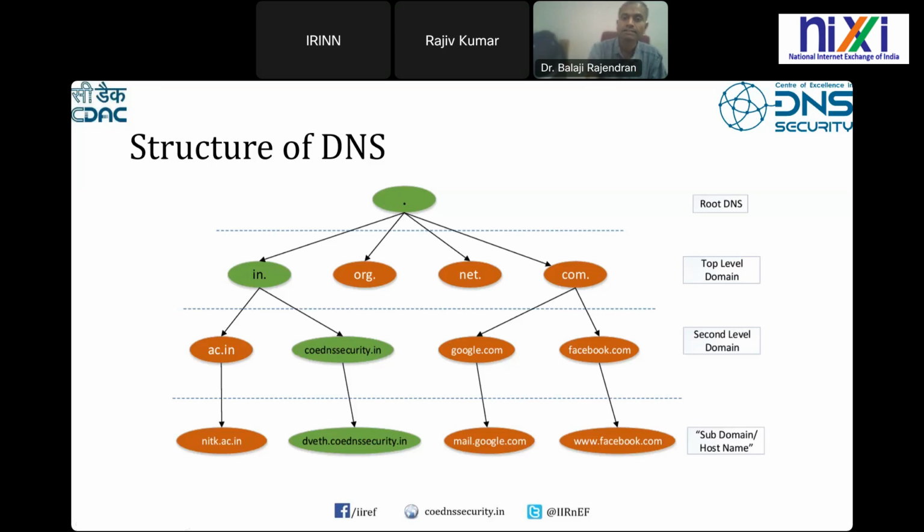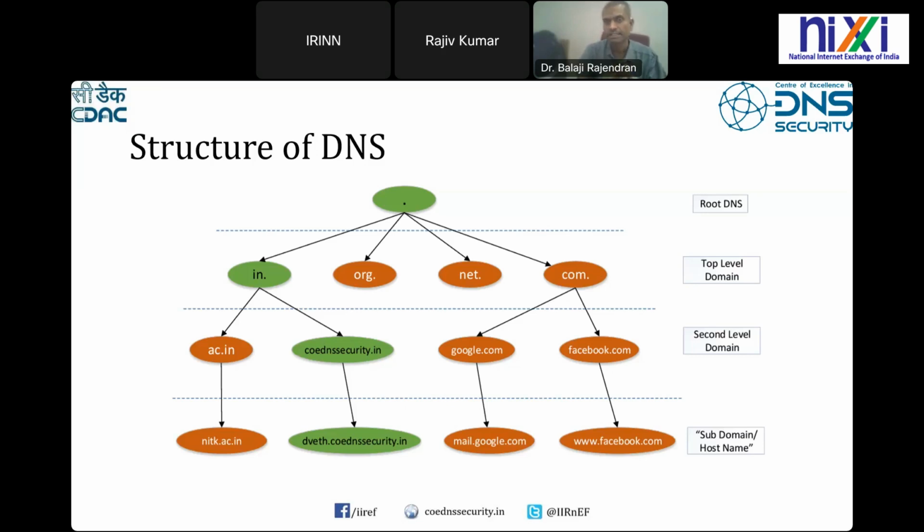Similarly, .com is managing only google.com or facebook.com, which is actually under their namespace. They are not looking at coidnssecurity.in or ac.in. They do not have that particular data. So whoever is responsible for that particular namespace, they are to manage the data. So my data, for example dwaith.coidnssecurity.in or tools.coidns.in, which I have created, will not be available under .in.